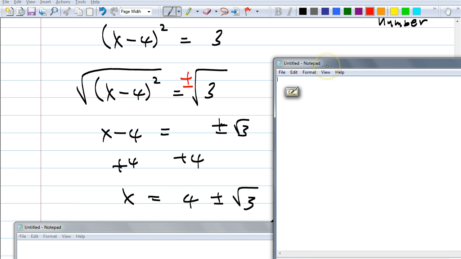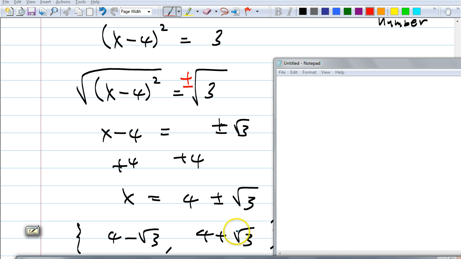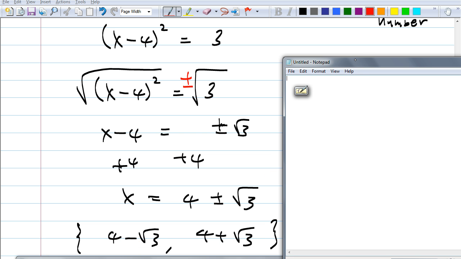How many numbers does this represent? 2, so you write 2 of them like this. How many people got the 2 answers as you see here? Very good. Easy enough? Yeah. Okay. So you might want to square root both sides when the left side is a square.